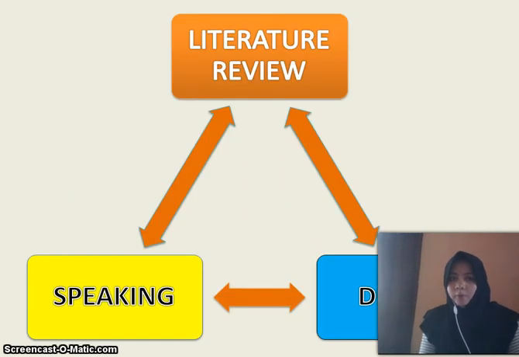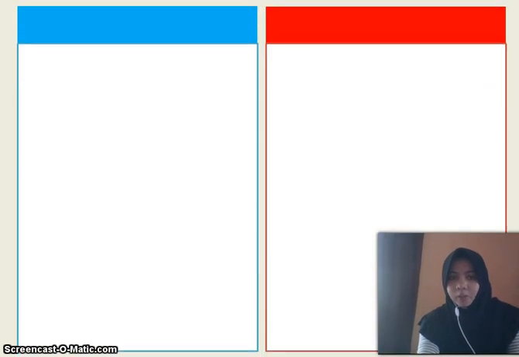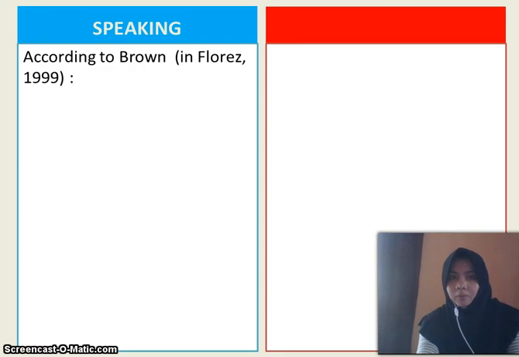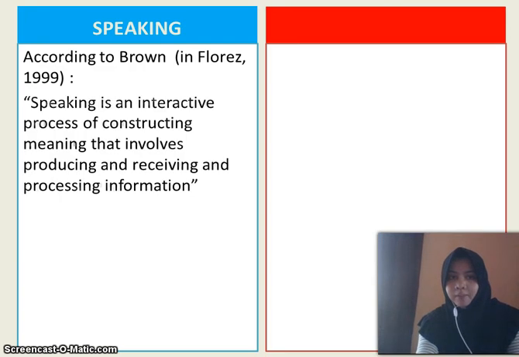So another important point is the literature review. There are two main literature reviews in this study. The first is related to speaking itself, and then the second is related to debate. So now let's see the definition of speaking according to Brown and Flores 1997, which states that speaking is an interactive process of constructing meaning that involves producing, receiving, and processing information.